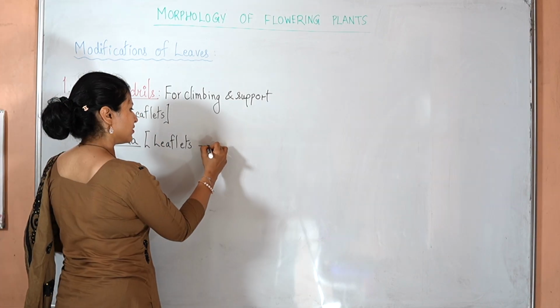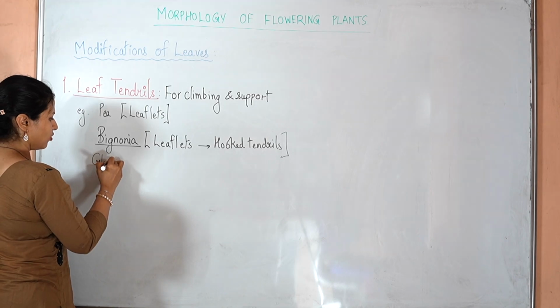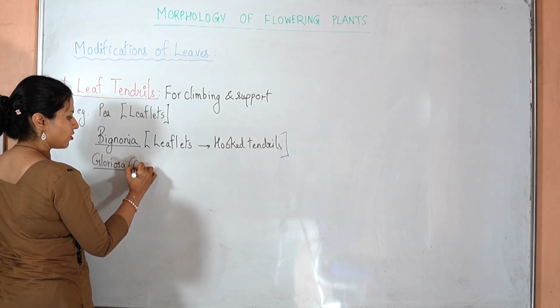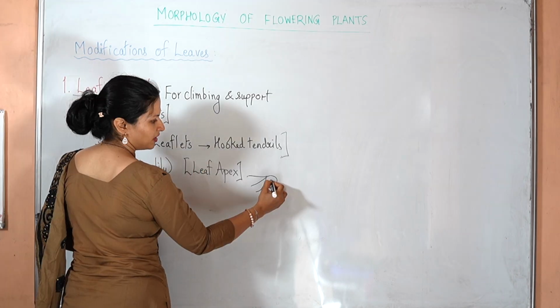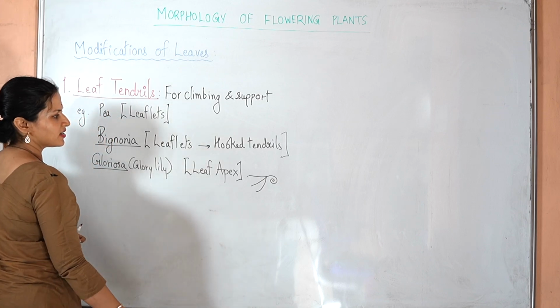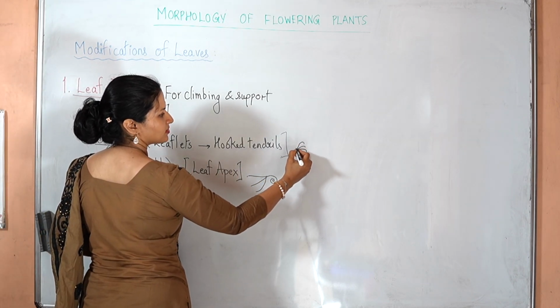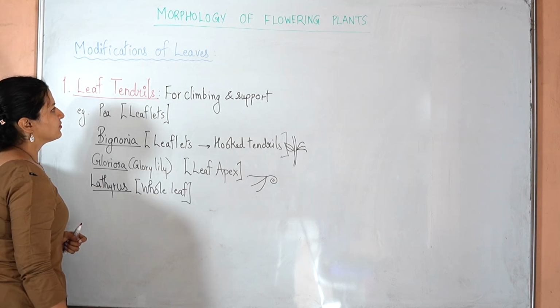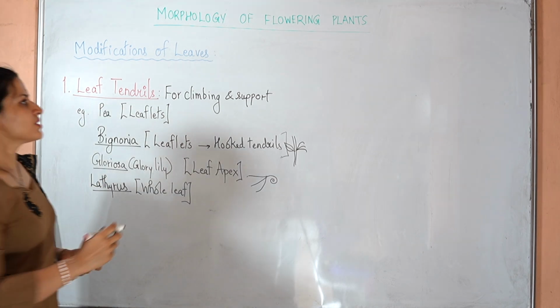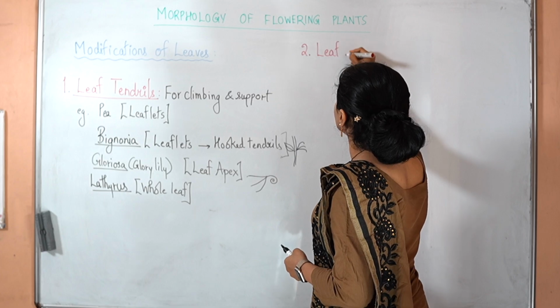The leaflets become tendrils. Then Gloriosa, also called glory lily. In this, the leaf apex will become tendrilar. In Bignonia, the hook tendrils are going to look like these. In Lathyrus, the whole leaf can become tendrilar. Let's move on to the next modification, leaf spines.